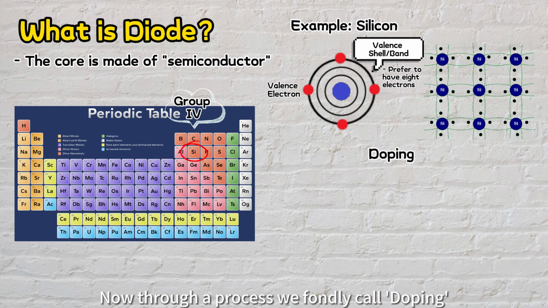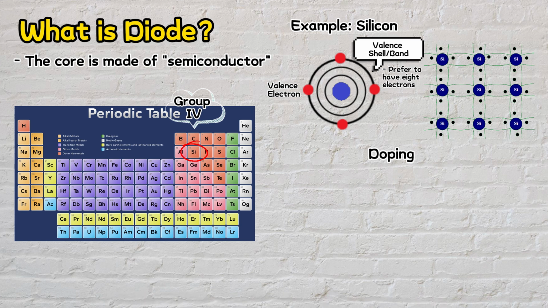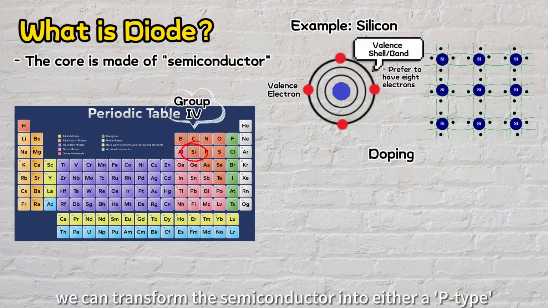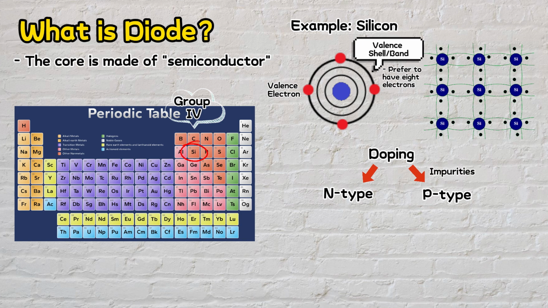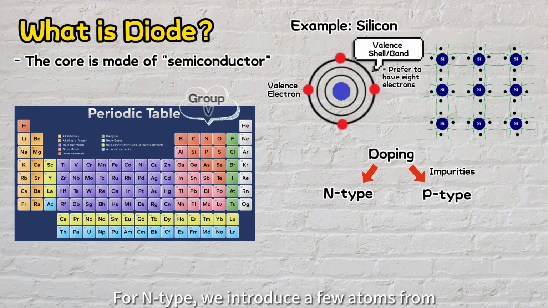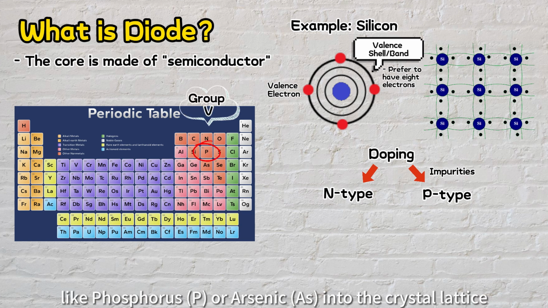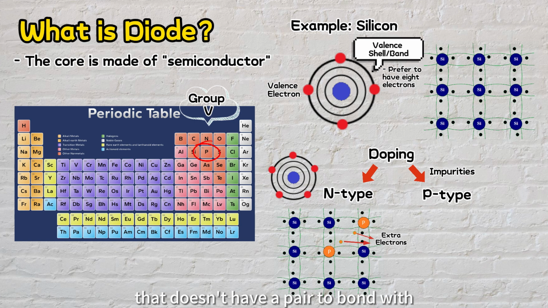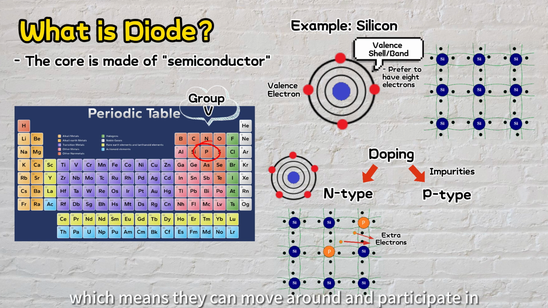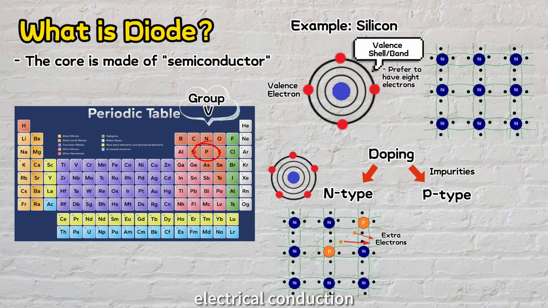Now, through a process we fondly call doping, we can transform the semiconductor into either a p-type or n-type by introducing some impurities. For n-type, we introduce a few atoms from group 5 of the periodic table, like phosphorus or arsenic, into the crystal lattice. These atoms have 5 valence electrons, and bring an extra electron that doesn't have a pair to bond with. These extra electrons become free electrons in the crystal, which means they can move around and participate in electrical conduction.